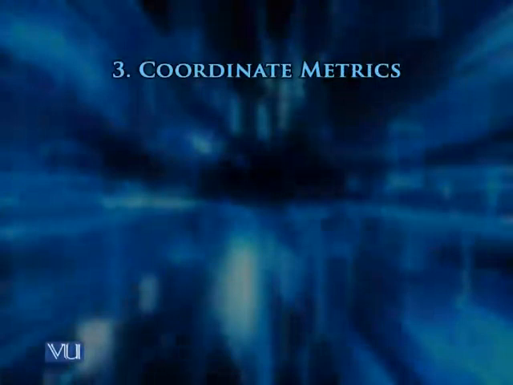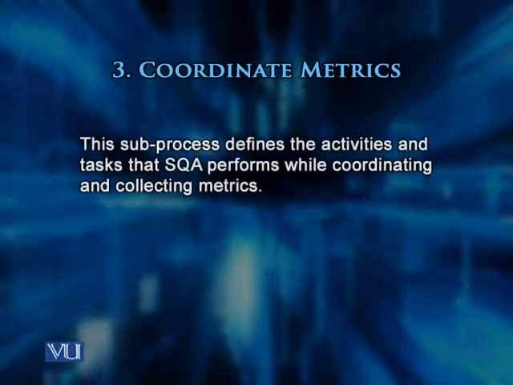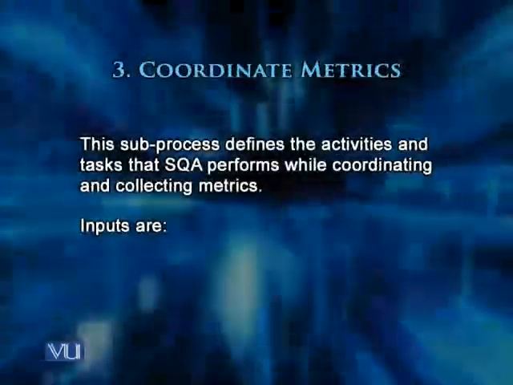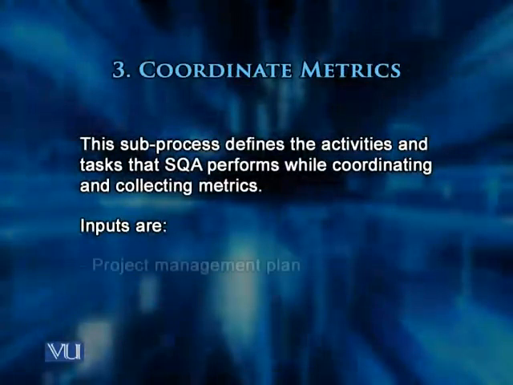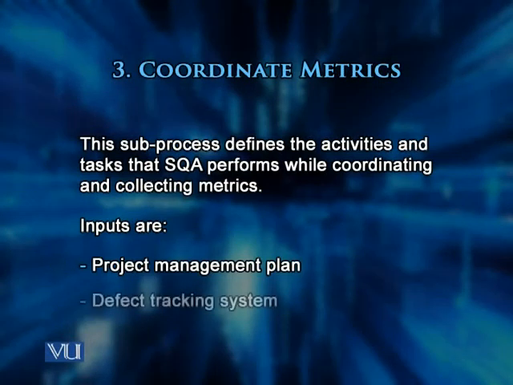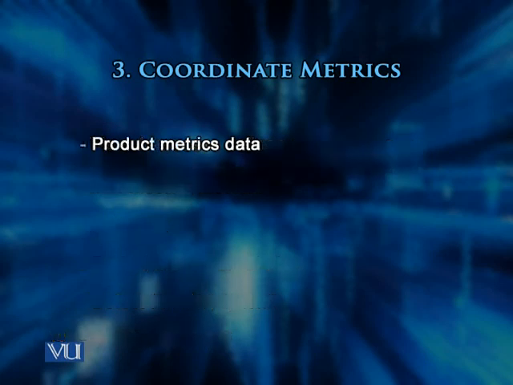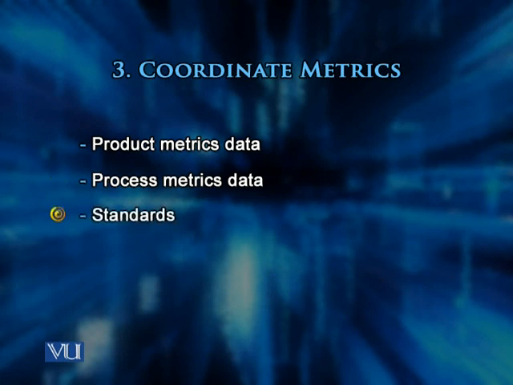The third sub-process is coordinate metrics. This sub-process defines the activities and tasks that SQA performs while coordinating and collecting metrics. In just the last 3 lectures, we had a good discussion on different aspects of importance of different metrics as far as software quality assurance is concerned. The inputs to this sub-process are, number 1, project management plan; number 2, defect tracking system, which contains information on how the defects are tracked; number 3 is metrics database; number 4 is product metrics data; number 5 is process metrics data; and number 6 is standards.